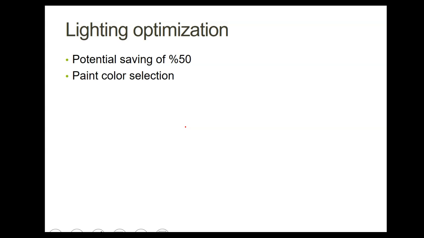Paint color selection. What is that? If the room has dark colors, you probably need more light. You can reduce and save the amount of light by having light colors. Paint colors and font.